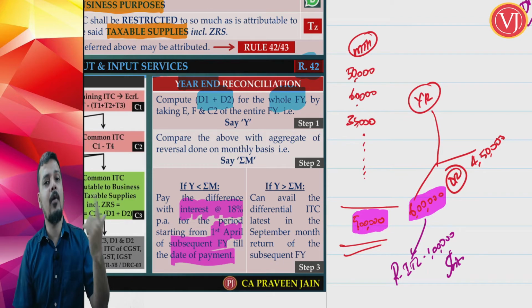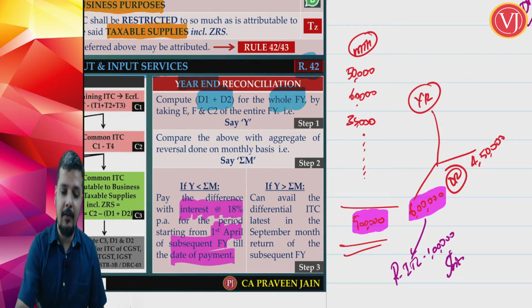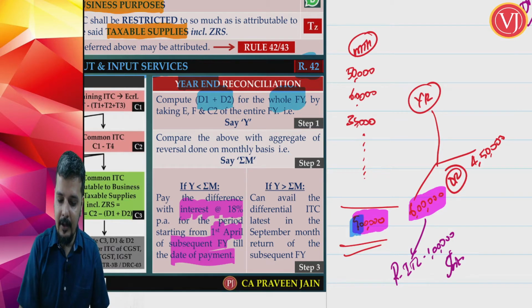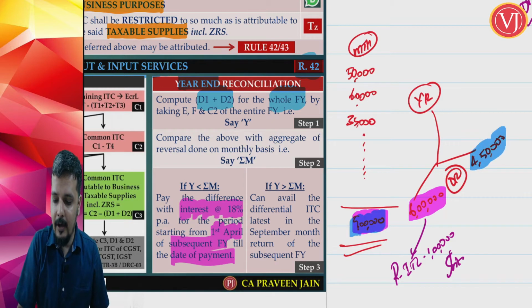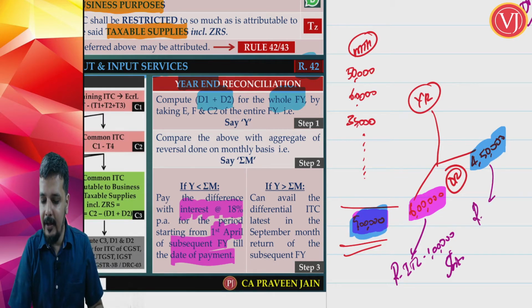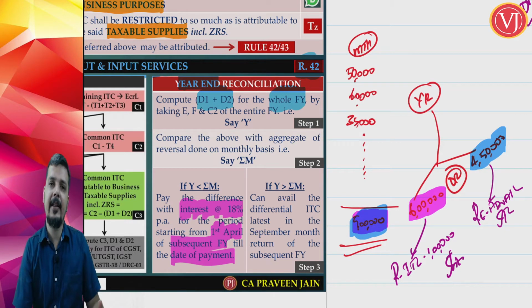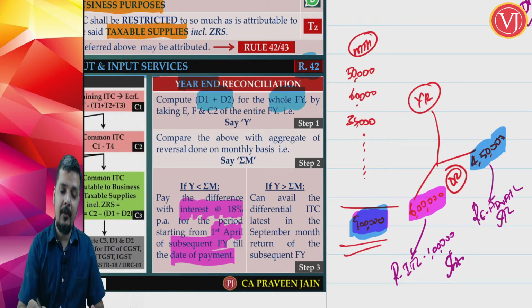If it is less than what you have reversed, which means you should have done reversal of 4,50,000 but you have already done reversal of 5 lakhs month on month, now what are you required to do? Re-avail the credit. Whatever extra reversal you have done, you re-avail the ITC, but within the due date.